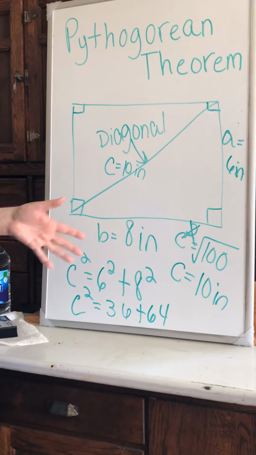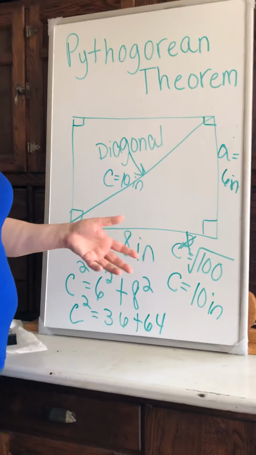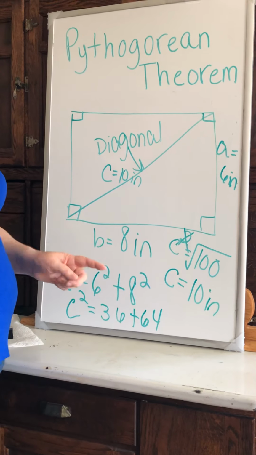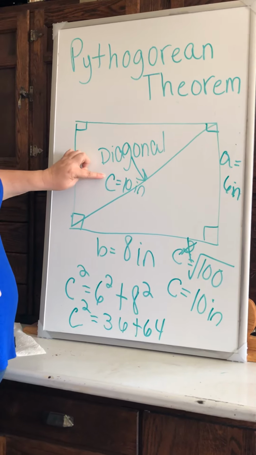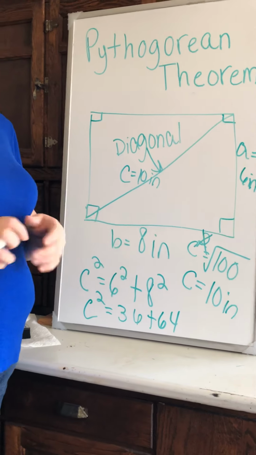So remember, when you have this kind of problem with the Pythagorean theorem, you could probably get rid of half of your answers just by knowing that C is always larger than A or B. And that's it for the Pythagorean theorem today.